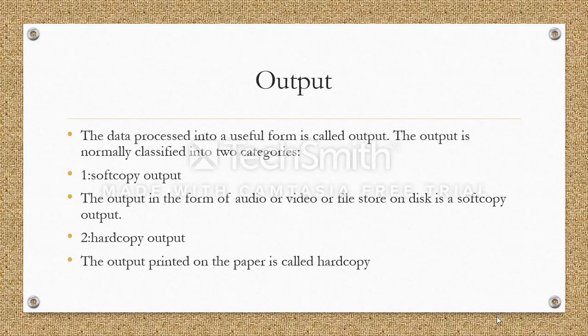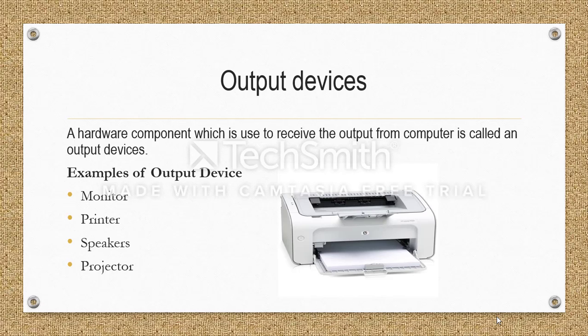What is soft copy output? The output in the form of audio, video, or a file stored on disk is soft copy output. And second is hard copy output. The output printed on paper is called hard copy.